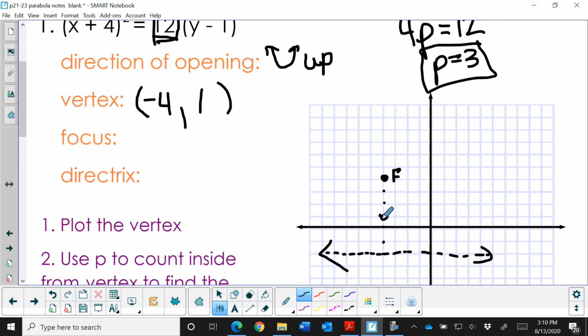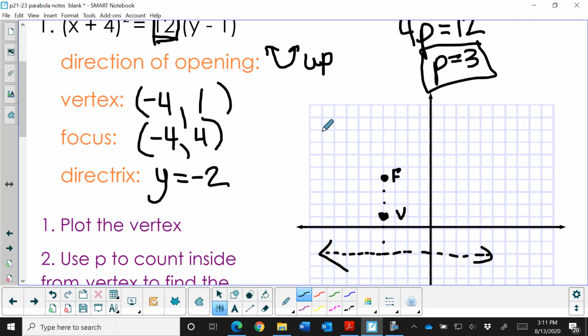So from here, I have my vertex, which I just got from H and K. I found my focus by counting p up. I found my directrix by counting p down. So when asked for the focus, we want to write this as a point or an ordered pair. So that's negative 4. And I went up 3 from 1, so that's positive 4. Now the directrix, I went down 3. 1, 2, 3. I'm at negative 2. Now a horizontal line is always y equals. Y equals negative 2. And that's your horizontal line.